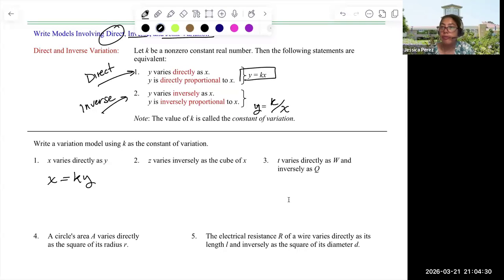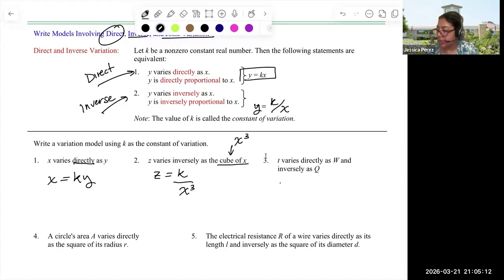So the variables can change all the time. The only one that does not change is the k, the proportional factor. So x varies directly, that means you're going to be using the first part as y. Now z varies inversely as the cube of x. So it's k over the cube of x. Reading between the lines, what does it mean? X is being cubed, as the cube of x. So the cube of x is x cubed.